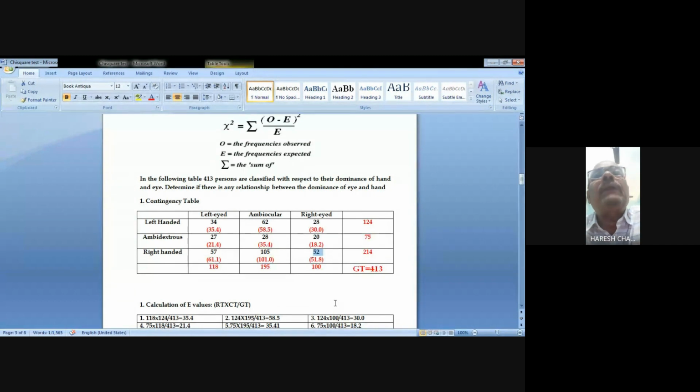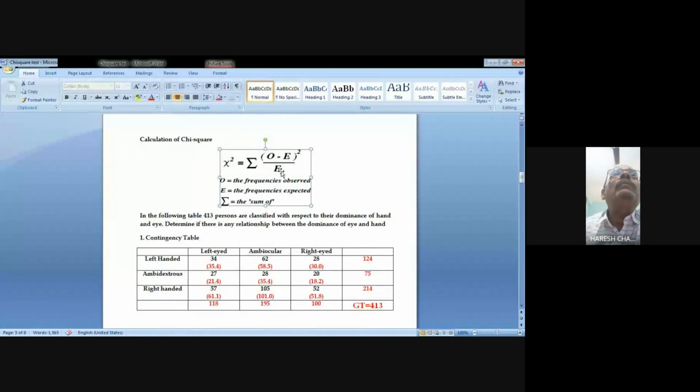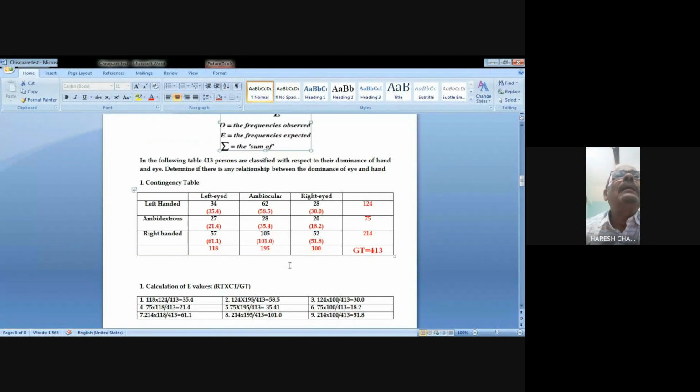Now I think all of you understood how to find out the expected frequency. Observed frequencies are there, you have to find out the expected frequency. All those things you require in the formula, O, E, these are all available. Any question? No, sir.